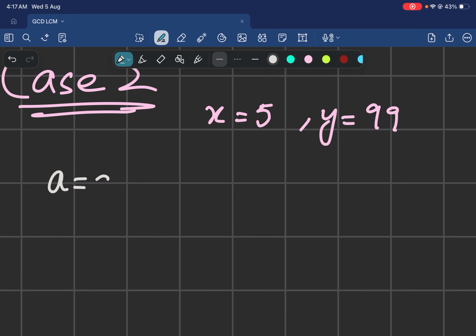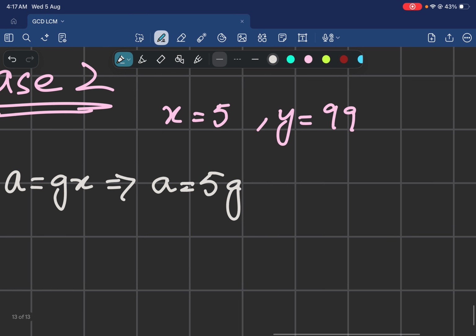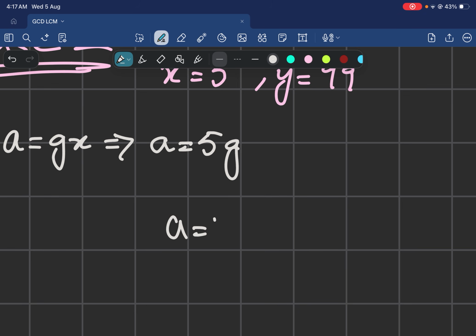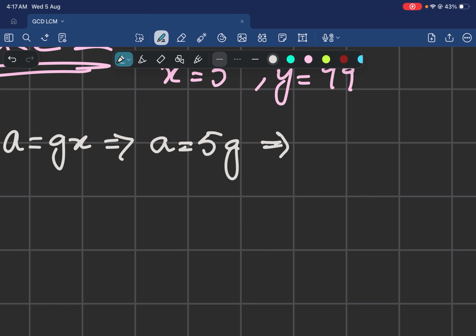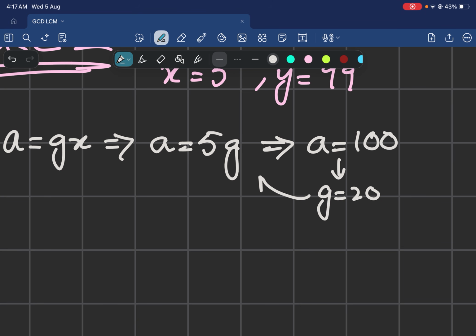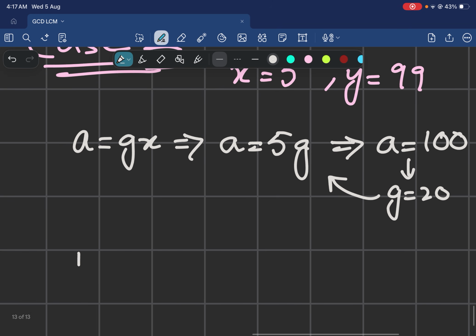Then the value of a would be g times x, so a would be 5g. The minimum value of g must be 20, because we have to make a at least 100. This is the minimum value of g to make a 100, so we must place g as 20. Here we place g equal to 20.